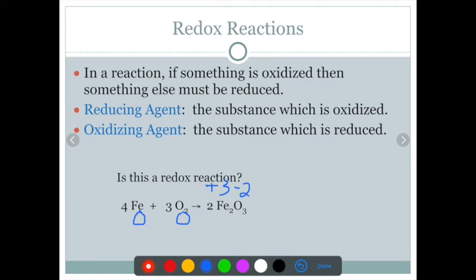So we have a positive 3 for iron and a negative 2 for oxygen. We've been multiplying by the subscript, but it's easier just to leave them like this because it's not going to change anything. So going from 0 to 3, we're getting more positive. So we've lost electrons. So iron was oxidized. And then oxygen, we have going from a 0 to a negative 2. So it's getting more negative. So it was reduced.